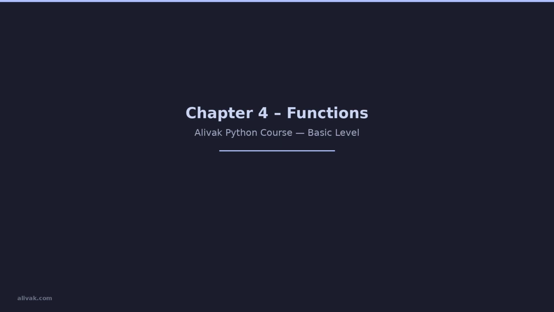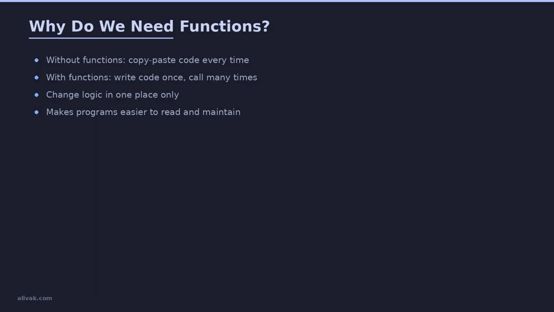Let's get started. So far, we have written code in one long block. If we want to calculate an average again, we copy-paste the same code and change the numbers. This quickly becomes hard to read and maintain. Functions solve this problem. We write the code once inside a function and then call it whenever we need it. If we want to change the logic, we change it in one place.